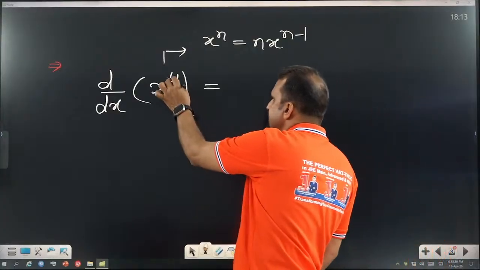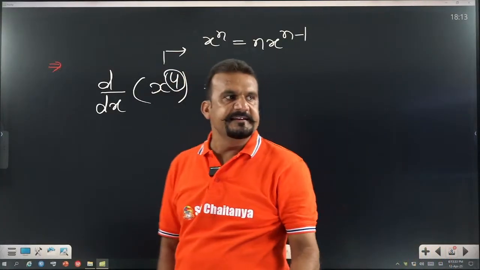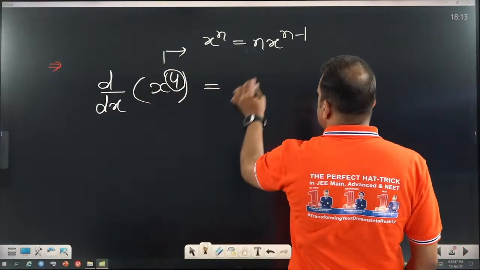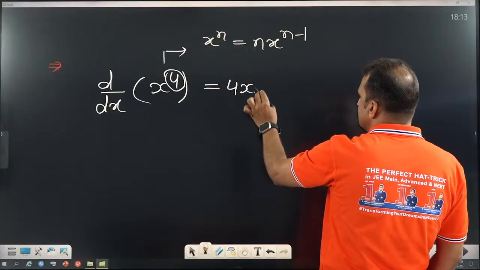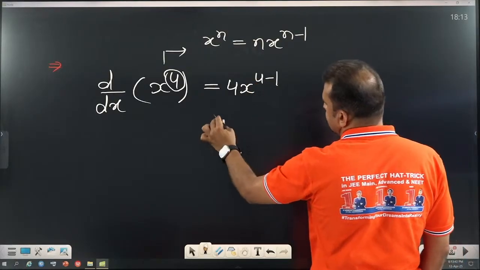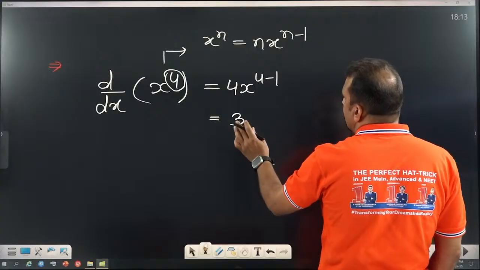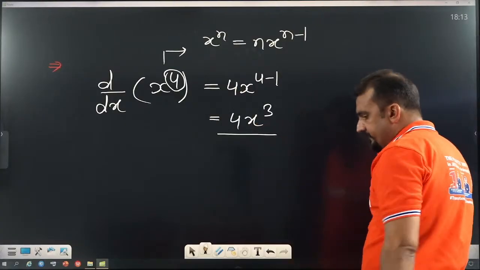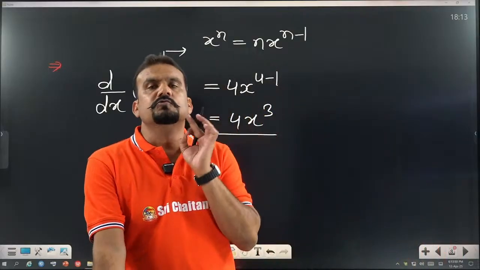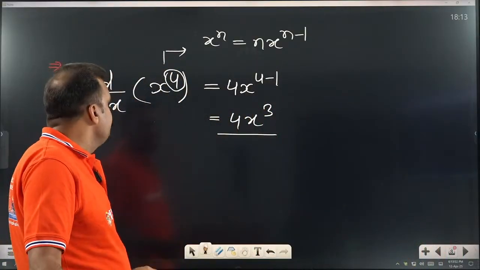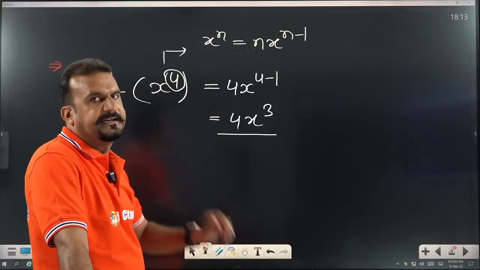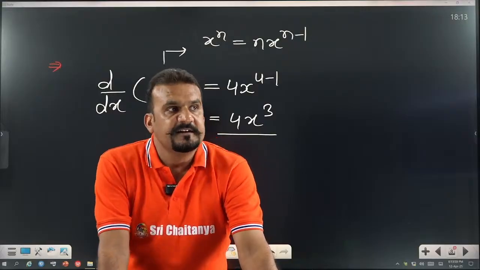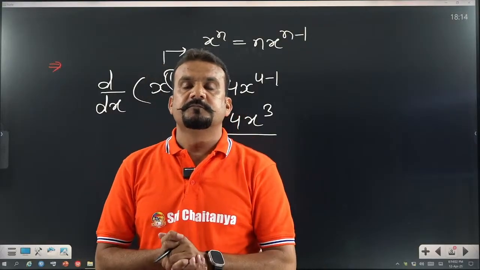What is the value of n? Value of n is 4. That means we will put 4 into x to the power 4 minus 1. This is going to be 4 into x power 3. See, whenever you are getting doubt, first do 2 or 3 very basic questions. What is a basic question? x power 4, this is 4x cube. I think this is understood to each and everyone. Now let us do its next stage.